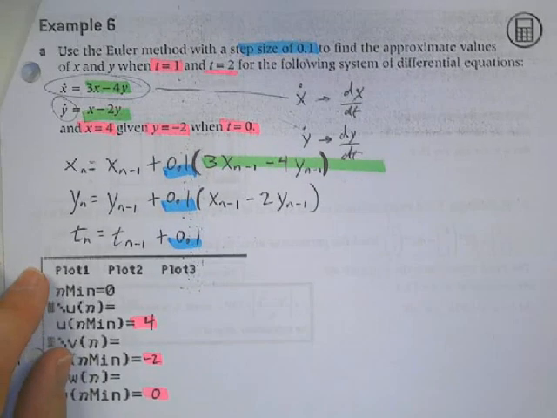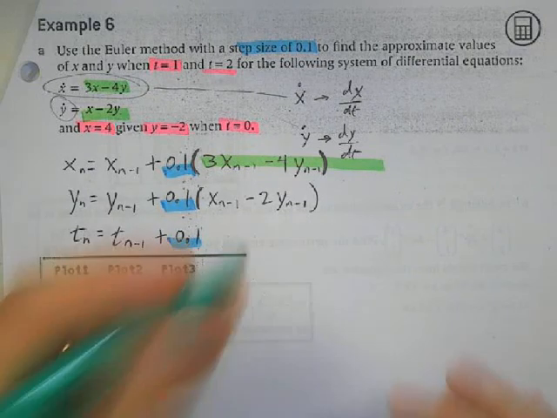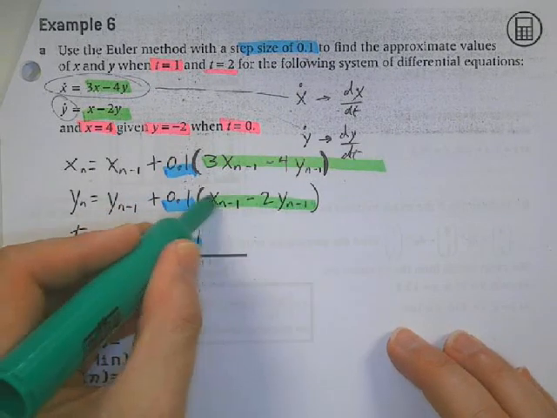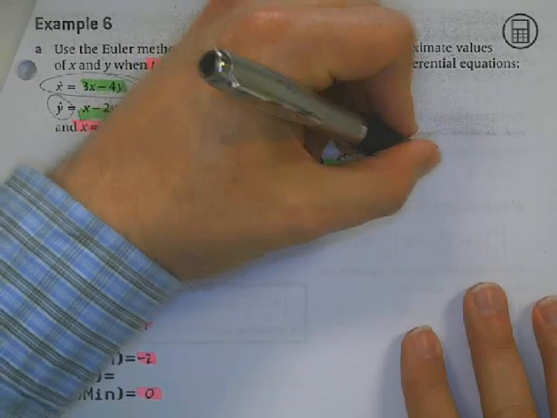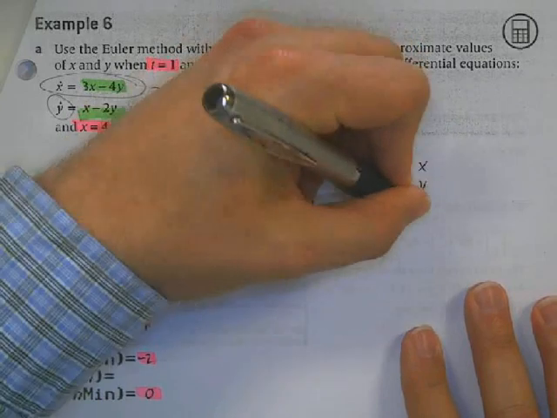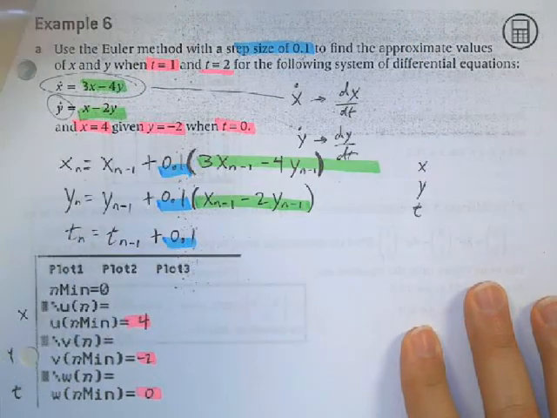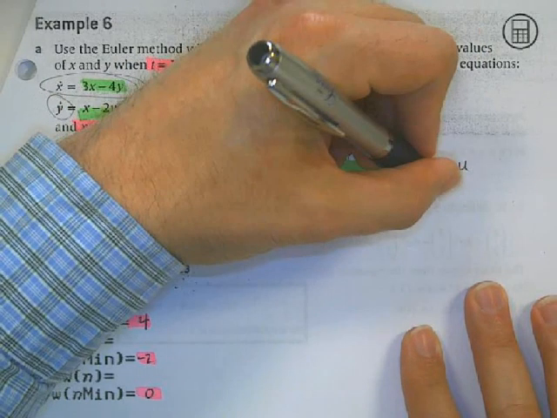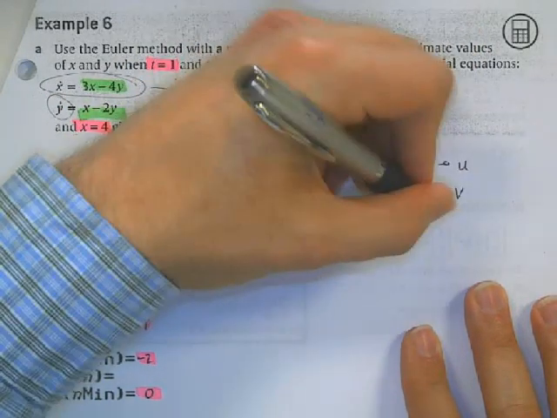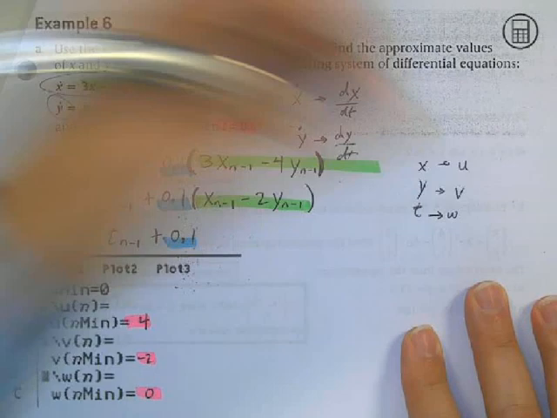So how do I type this into the calculator? I rewrote it like this just to help me see what it is that I am going to input in the calculator. And now we need to remember that for x, y, and t, we're going to be using u, v, and omega.